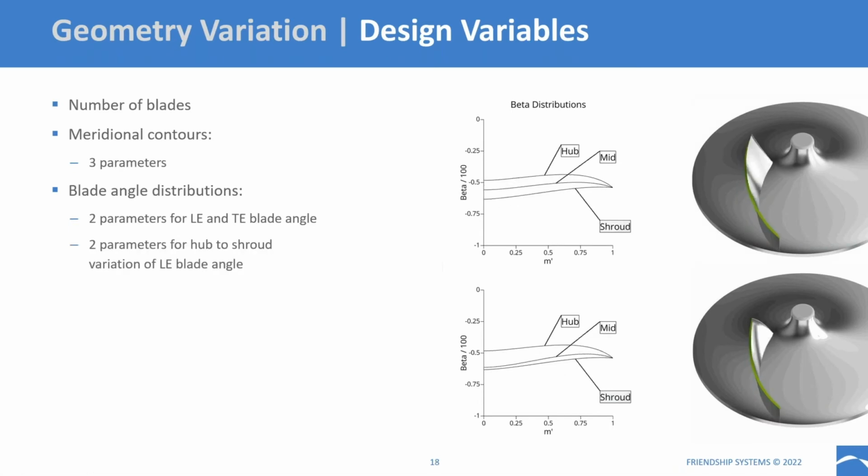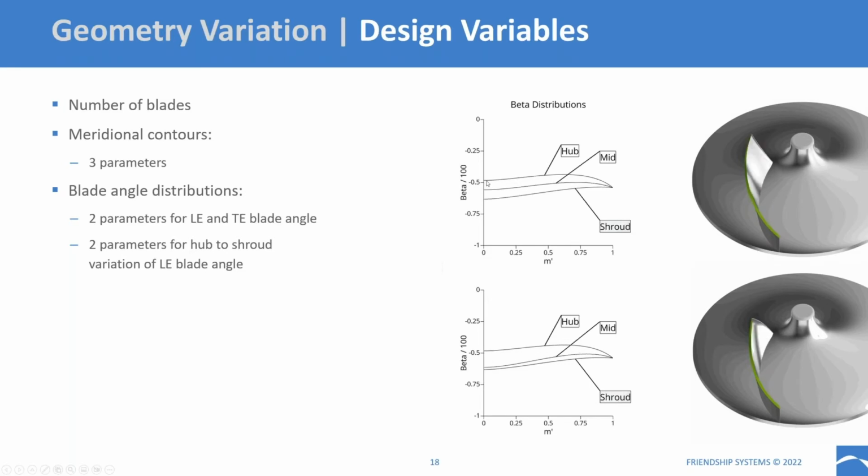Then there are 2 additional parameters for the hub to shroud variation of the leading edge blade angle. As I told you, we control the blade angle for the mid and shroud contour as an offset to the hub value. And here you can see this amount of the offset changing basically between 0 and the maximum value.